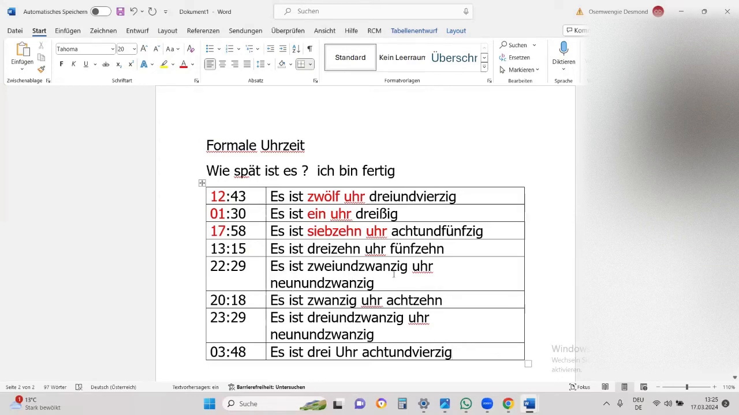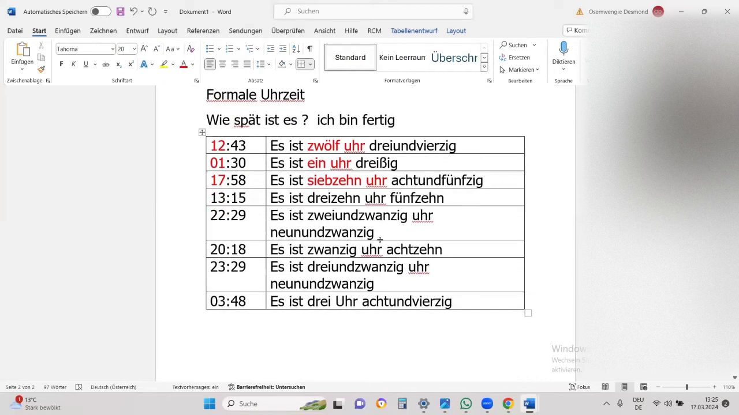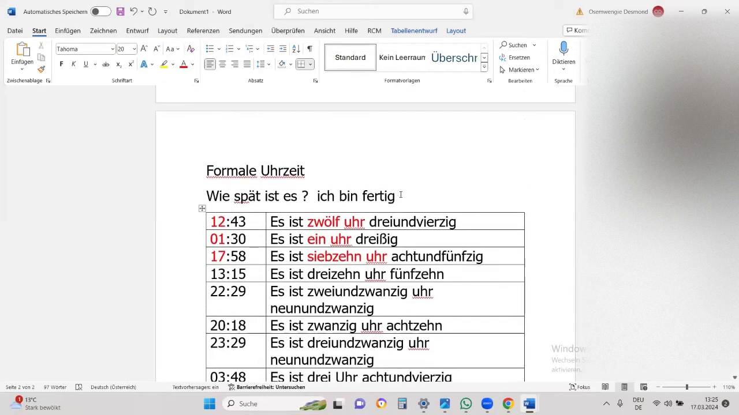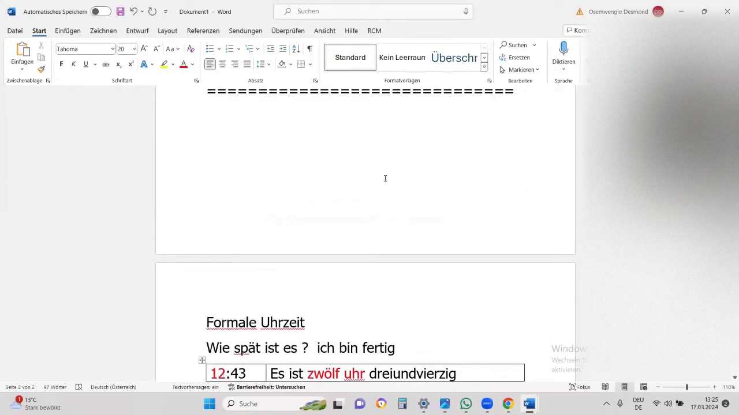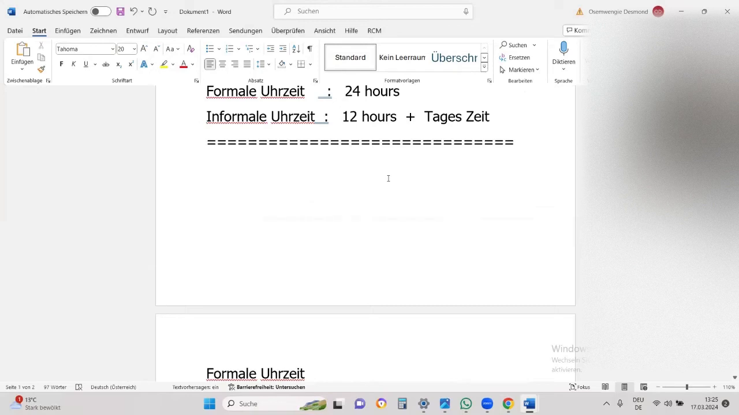Gut. So, and I believe that is clear. Now you can see the time in the formal way to ask you, which is "wie spät ist es". Or people can say either wie spät ist es or wie viel Uhr ist es. But we'll come to wie viel later. So good. Very good. Now we go to the informal Uhrzeit.